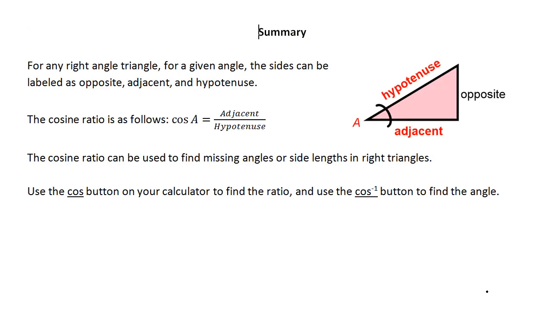So in summary, for any right-angled triangle, if you are given a certain angle to consider, the sides can always be labeled as opposite, adjacent, and hypotenuse. Our cosine ratio, the second part in SOHCAHTOA, the cosine ratio is equal to adjacent over hypotenuse, and we can use our cosine ratio to find either a side length or an angle in a right-angled triangle. Remember to set your calculator to degrees. We use the cosine button to find the ratio, that decimal number, and we use the cos -1 button to find an angle.